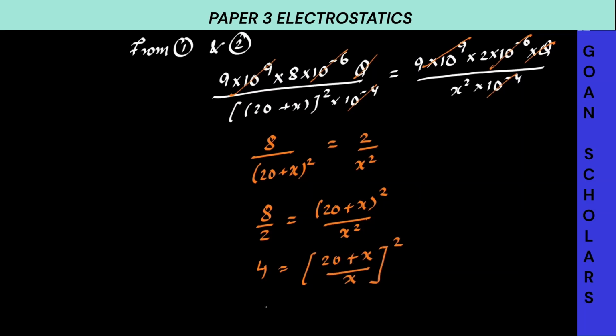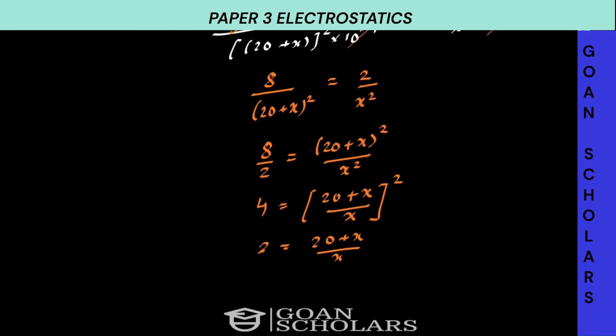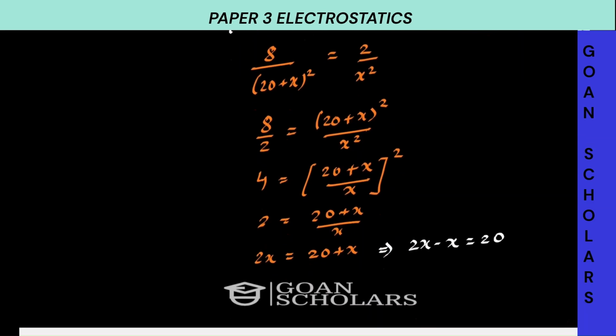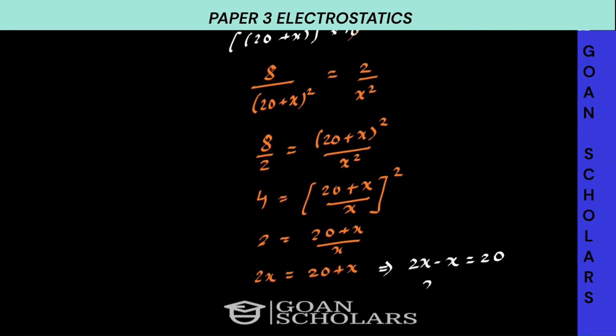So 4 equals ((20 + x) upon x) whole square. Taking the square root, root of 4 is 2, equals (20 + x) divided by x. Cross multiplying, 2x equals 20 + x, and taking x to the left side, 2x - x equals 20. 2x - x is x, so x equals 20 centimeter. Our correct answer here is 20 centimeter.